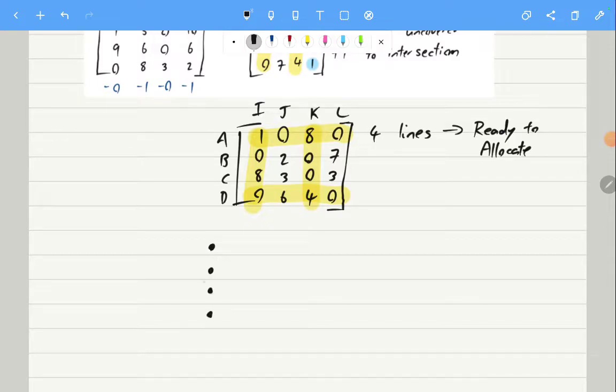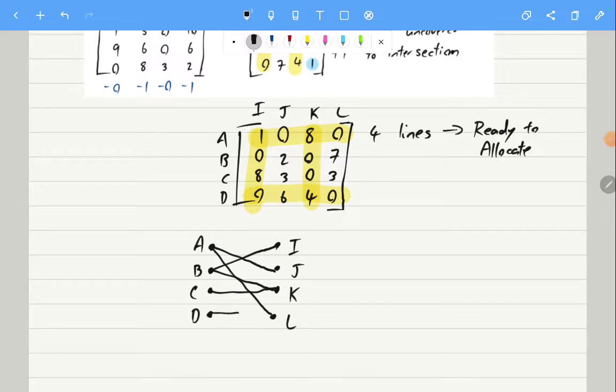So reading the top row, where we see zeros, that's going to tell us which jobs that person can do. So person A can't do job I, but they can do job J. Can't do job K, but they can do job L. Alrighty, let's have a look at person B. Well, person B can do job I and K, but can't do job J or L. Person C can only do job K. And lucky last, person D can either do job L or job I. And there we get our bipartite graph.